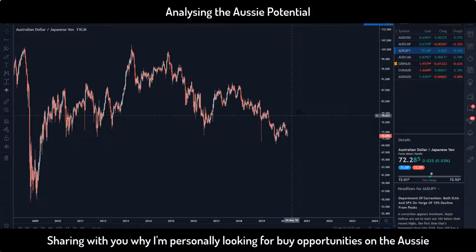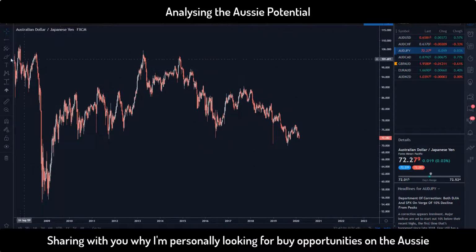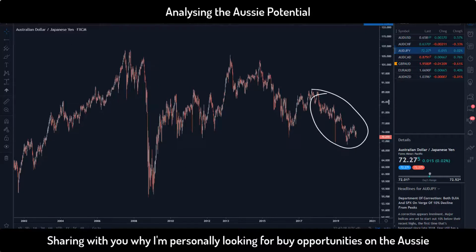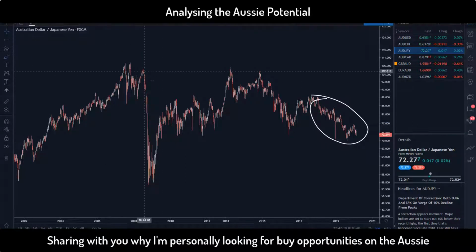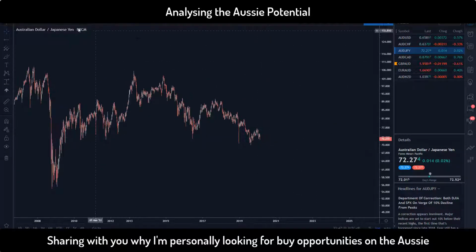On the Australia yen, same thing. You can see this move over here, pretty corrective. So what is impulse? What is corrective? It's actually a rather relative thing. You can see this is impulse, very fast, very strong in momentum. This is very slow, so that itself is corrective. So again, because of that, I'll be looking for upside.